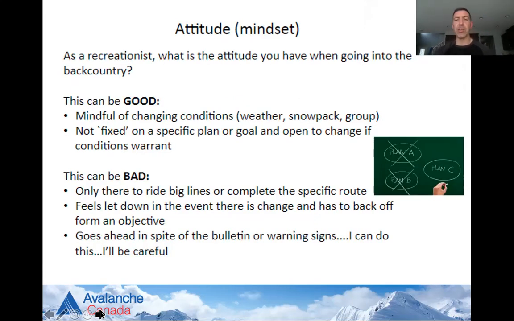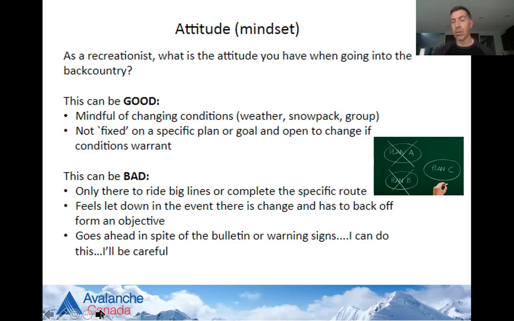So looking at the attitude or the mindset of the group. As a recreationist, what is the attitude you have when going into the backcountry? Some good things: be mindful of changing conditions. That could be the weather, the snowpack, or the group. So just keep an eye on it, even if you're not in charge. It's always good to be making your own decisions and then bringing that into the group's decisions as well.